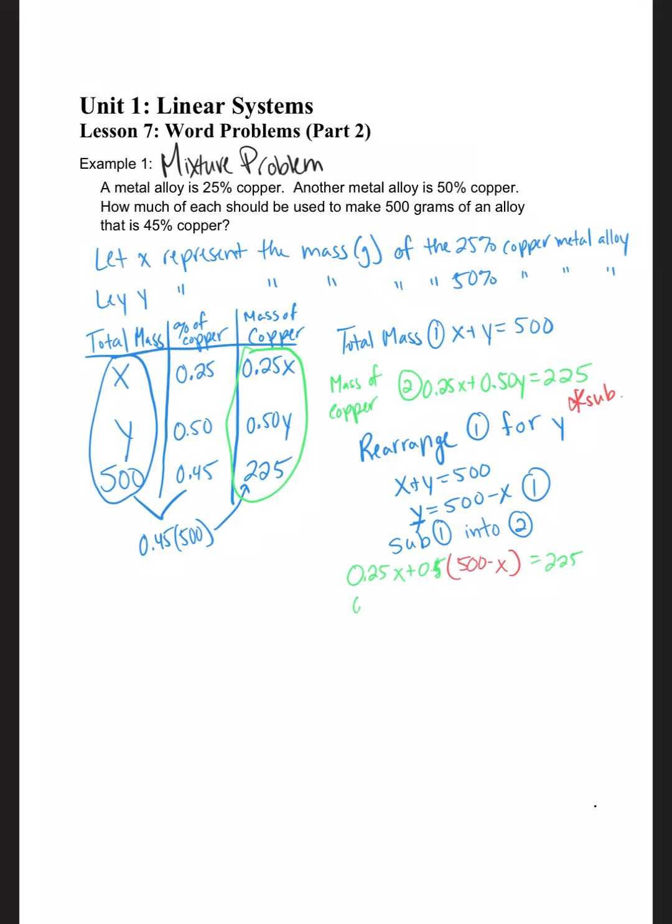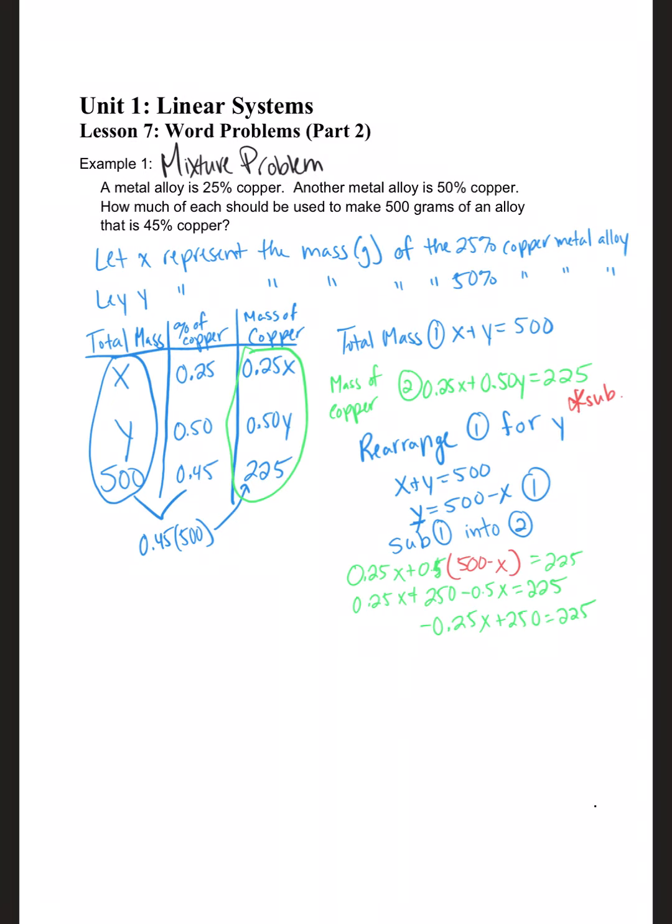So we're still going to have 0.25x plus, and then we'll do 0.5 times 500, which is 250, and then 0.5 times a negative x is going to be 0.5x equals 225. We'll combine our like terms. So we have 0.25 minus 0.5, so you have a negative 0.25x plus that 250.